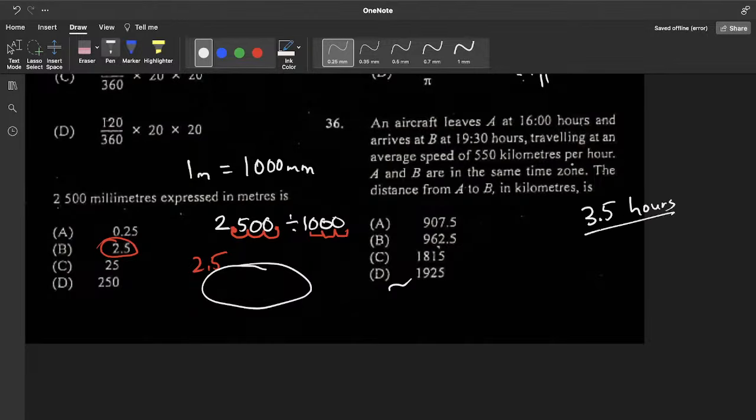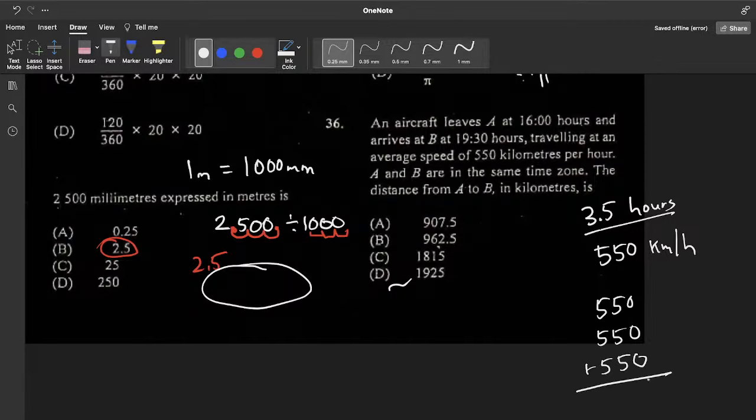Now with 3.5 hours, they say that we are traveling at an average speed of 550 meters per hour. So we're going 550 kilometers per hour. That means that every hour we're traveling 550. Now, if I'm doing this on a multiple choice exam, how I'm going to look at that is having it as 550. I just work it out as 550 plus 550. We could start off by doing that.